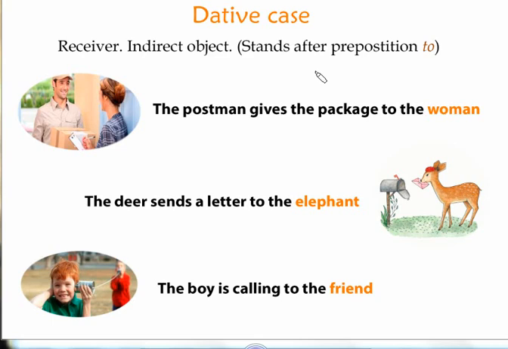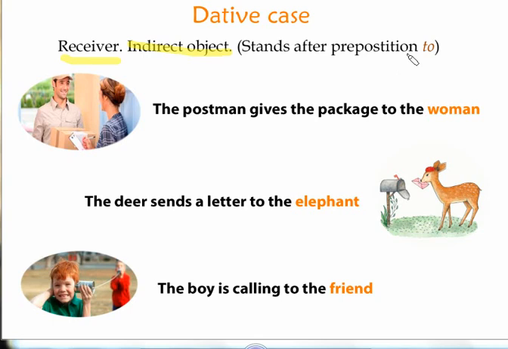Today we will talk about dative case. In smart words, it's indirect object. We have direct object, accusative case, so logically we should have indirect object. Or in simple words, just receiver. It's one of the easiest rules, but my students have a lot of mistakes here.